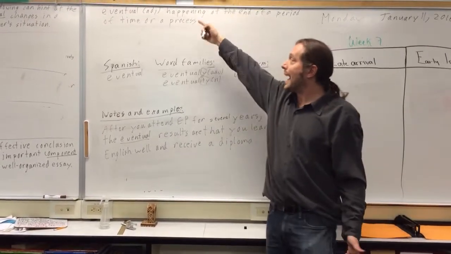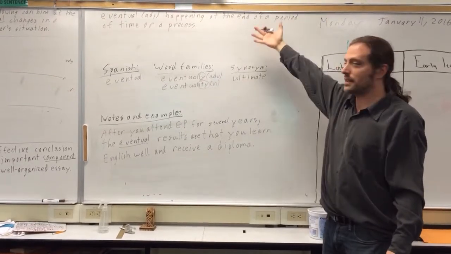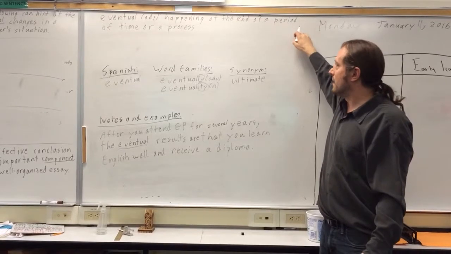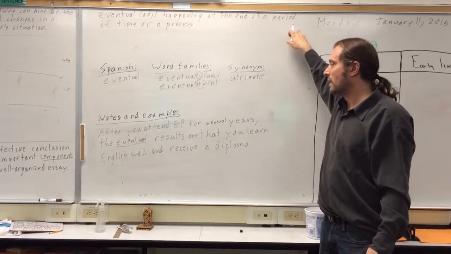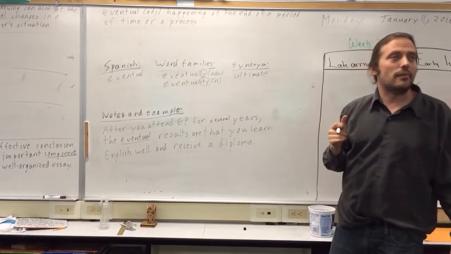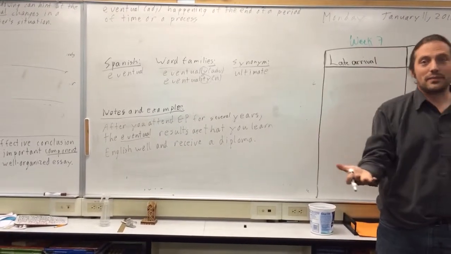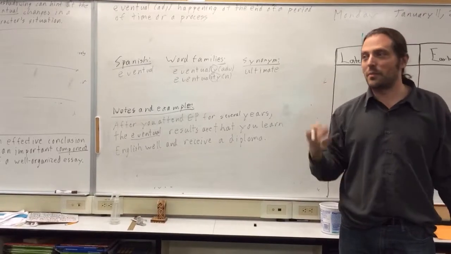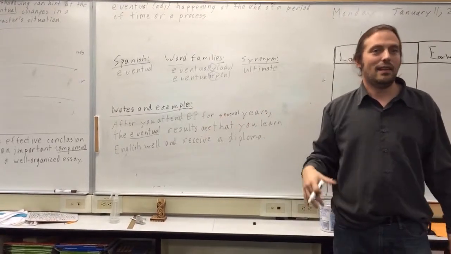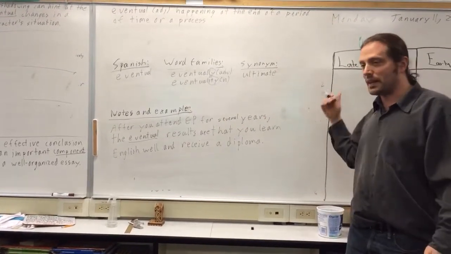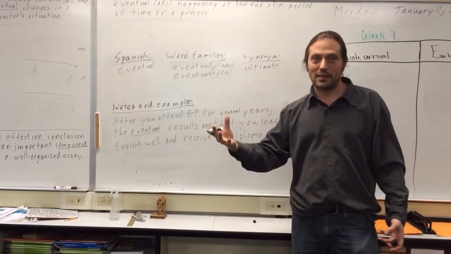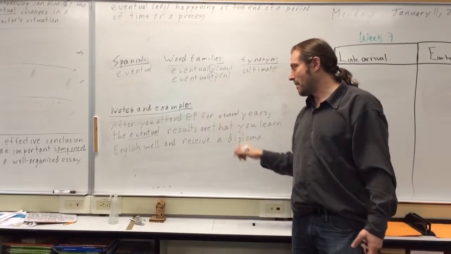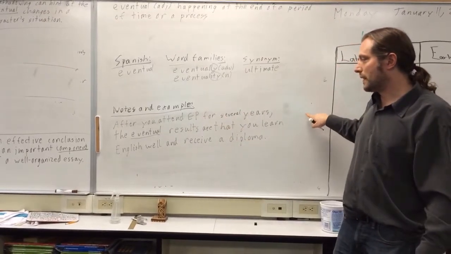So eventual, adjective. An adjective describes a noun or pronoun, and it means happening at the end of a period of time or a process. So usually talking about results, or maybe an event or a conclusion, something that happens at the end. But it describes a noun. So we'd say the eventual result, the eventual conclusion, the eventual something. It needs to describe a noun. So here's an example.